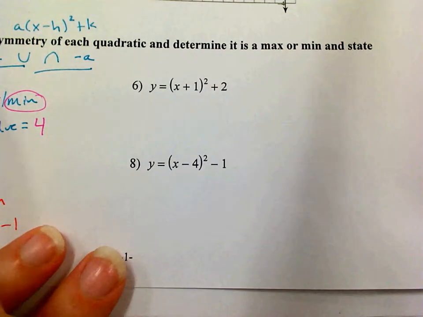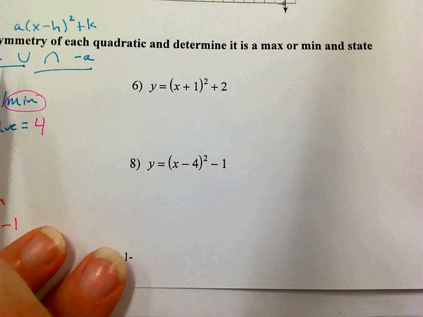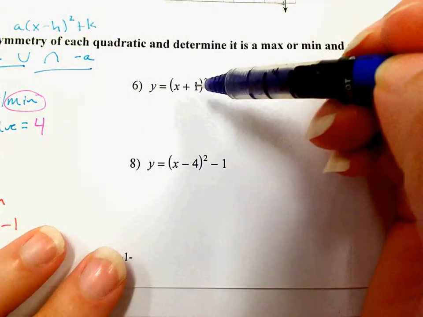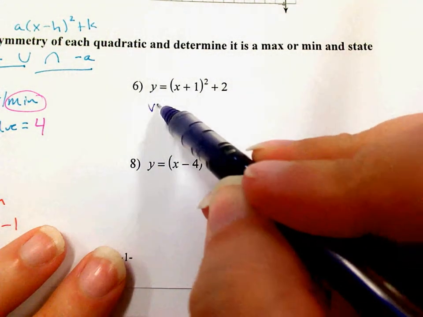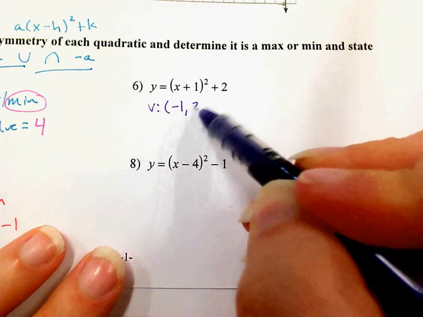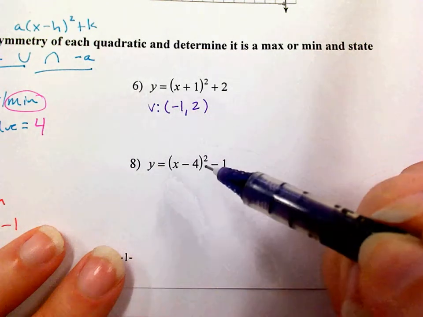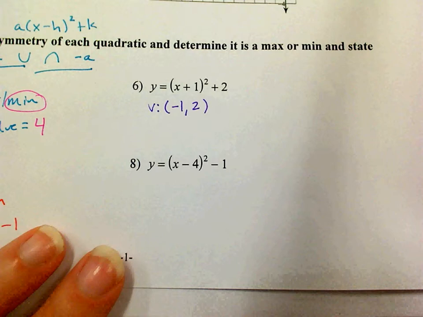State the vertex and axis of symmetry. Hey, guys. Where's the vertex going to be on this one? Negative 1, positive 2. Opposite of the inside, same as the outside. Yeah? Are you writing this down with me, or have you already got it done?